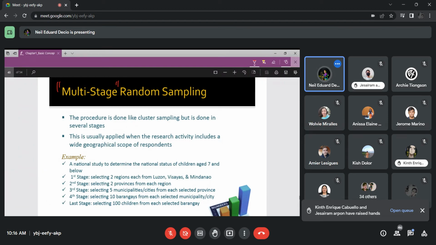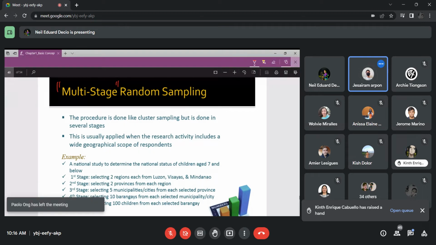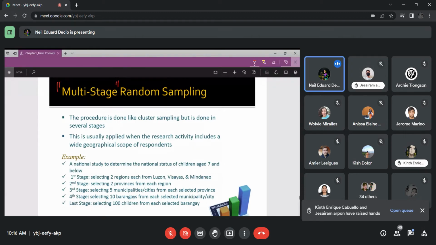Yes, Arpon is raising his hand. Sir, how many percent of the population is needed to reflect that size? Okay. So I think we actually have discussed that last meeting.